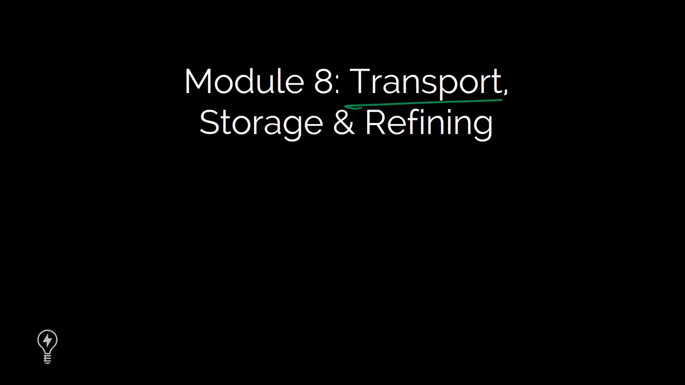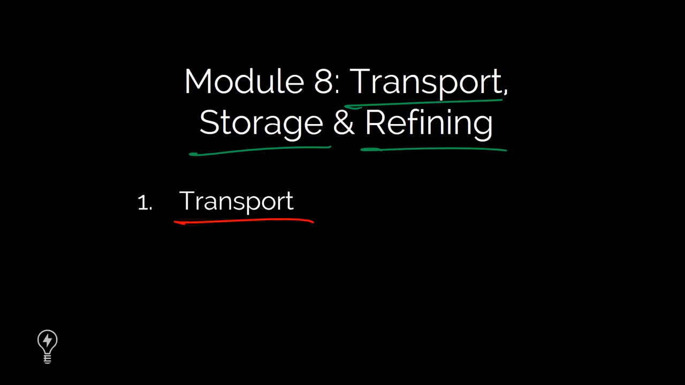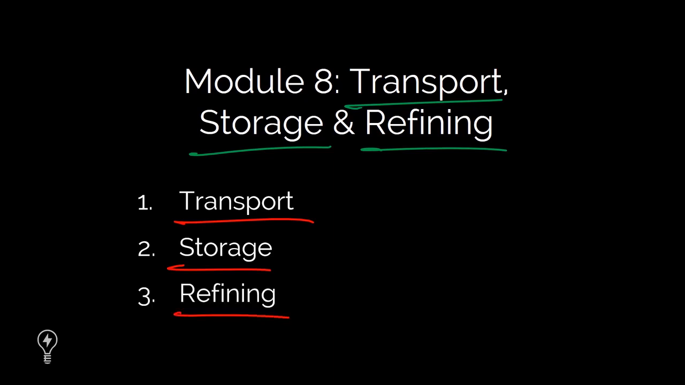Hello and welcome to Module 8 on the transport, storage and refining of oil and gas. In this module we'll focus on 4 key areas. First, we'll look at transport. In this area we'll recognize that oil and gas can be transported via subsea pipelines or shuttle tankers. Next, we'll look at storage. Here we'll understand that storage of crude oil can be onshore or offshore.